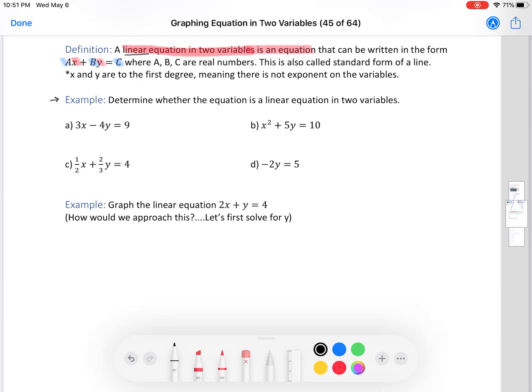Let's go ahead and take a look at our next example. Determine whether the equation is a linear equation in two variables. So we want two variables. The first one, A, we see we have an x and a y, and they're both to the first degree. That one, yes, that one's a linear equation in two variables. B, we have x squared plus 5y equals 10. That square makes it so it's not a line.